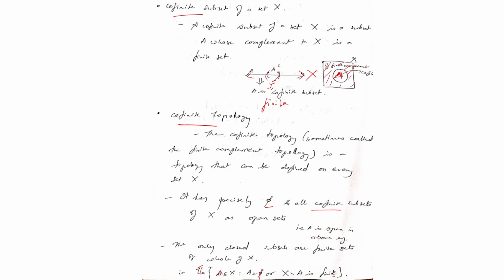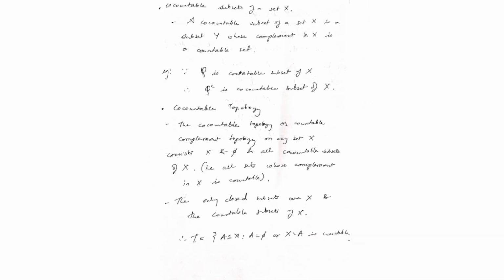So the next definition is about co-countable subsets of a set X. For knowing about the co-countable topology, we need to know about the co-countable subsets of a set X. So what is a co-countable subset? Similarly to cofinite subsets, if we have a subset Y of X, we will say that Y is a co-countable subset of X if the complement of Y is countable.